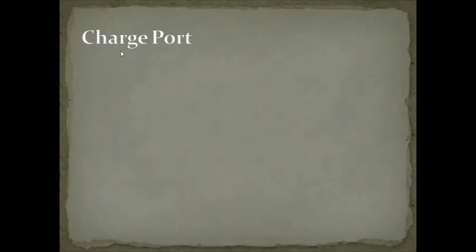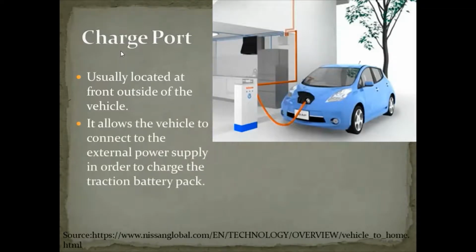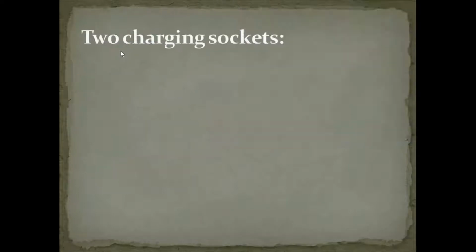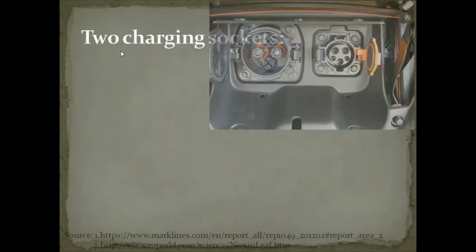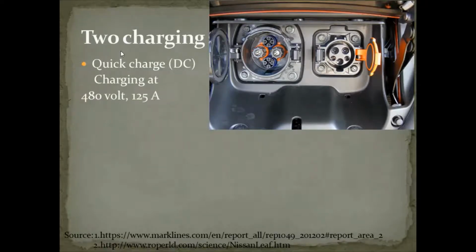Charge port. It is usually located at the front of the vehicle. It allows the connection of an external power source to charge the traction battery pack. Nissan Leaf has two charging ports. On the left, it provides quick charging at 480 volt 125 ampere, where current is rectified and supplied to the DC-DC converter directly, which charges the battery pack.